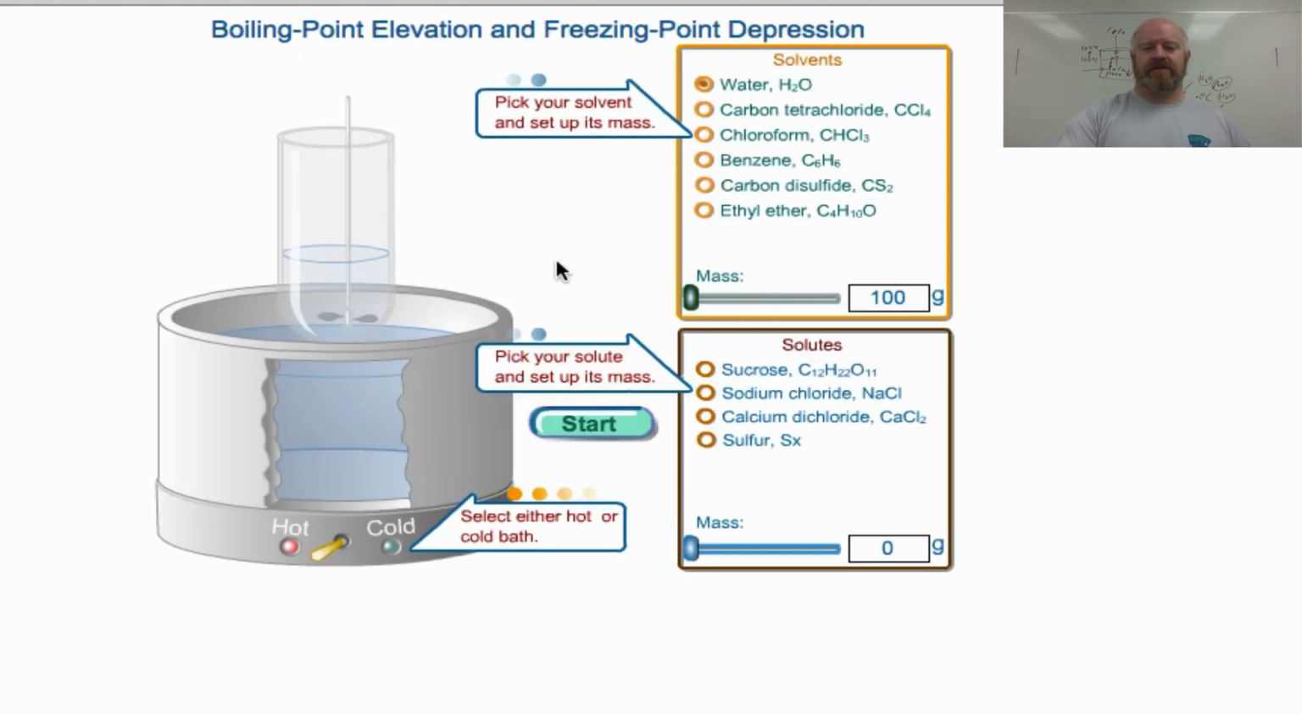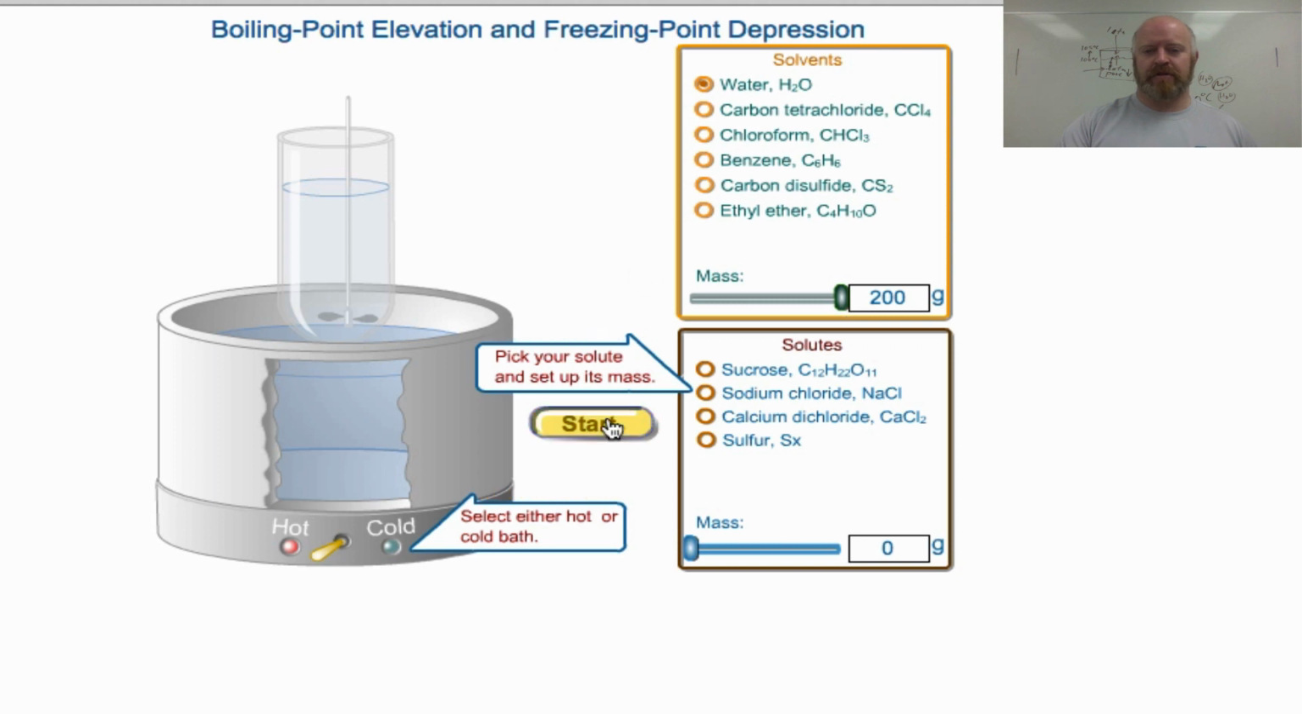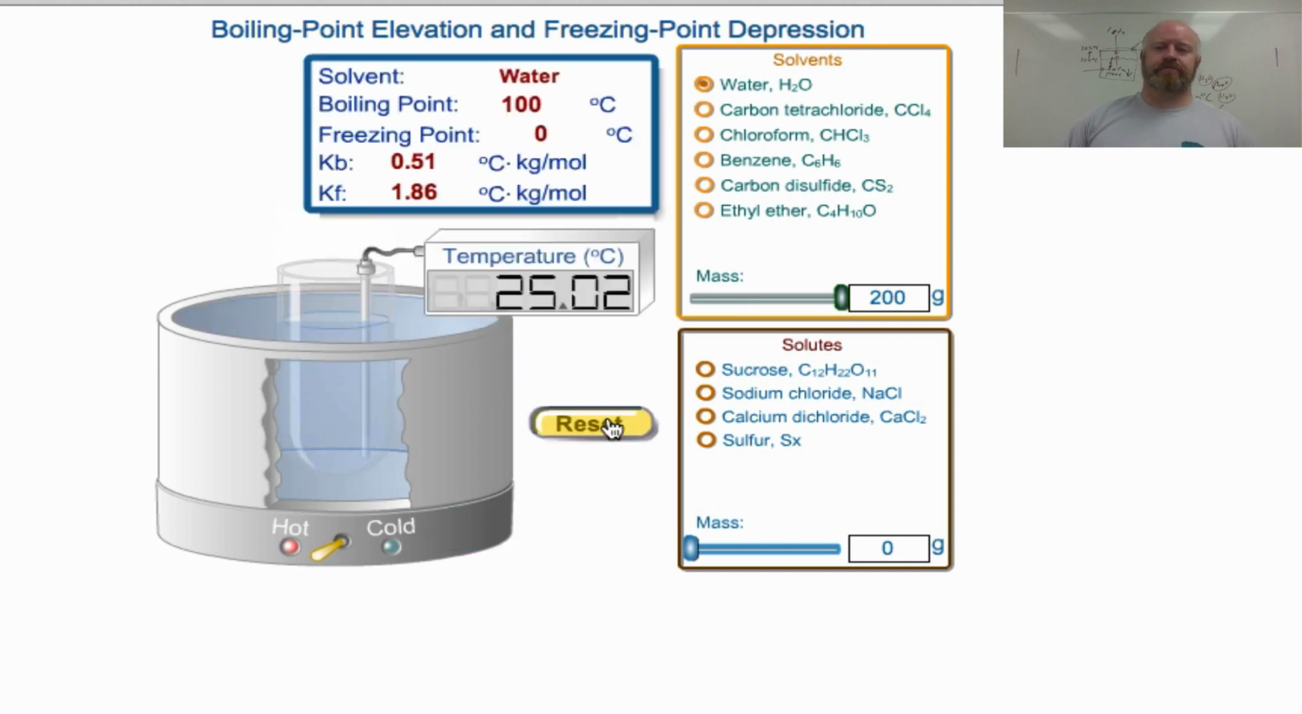So if we take a look at this applet from Iowa State University, here's water. Here is your solute particles. So let's just kind of start. Let's add in a lot of water, and let's just start. And if we look, okay, boiling point of water is 100 degrees Celsius. Freezing point is 0. We'll get to these values in a minute.